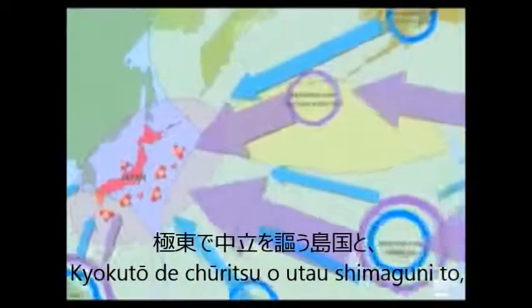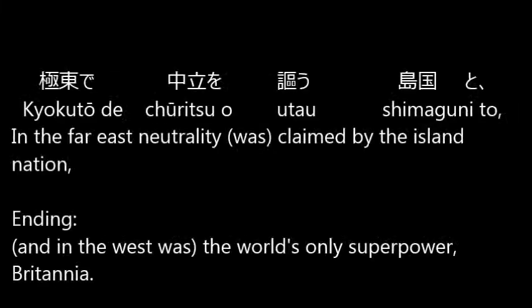Let's listen to the whole first part of the sentence. So this translates as something like, in the Far East, neutrality was claimed by the island nation. And then later it's going to be like, and in the West was the world's only superpower, Britannia. So let's get to work on this second half.